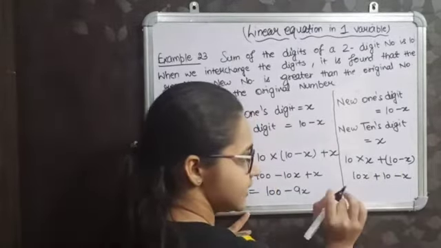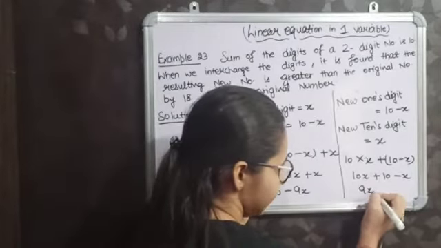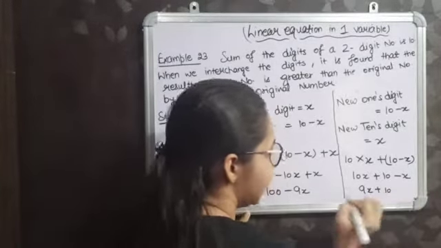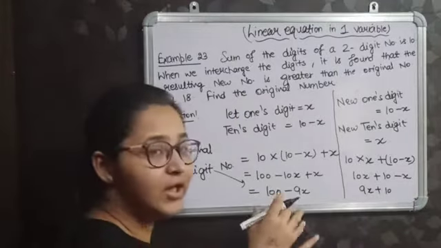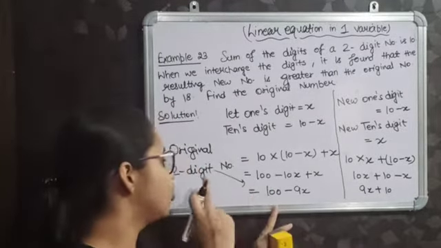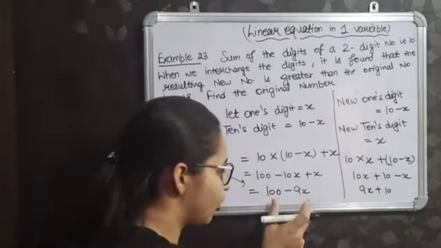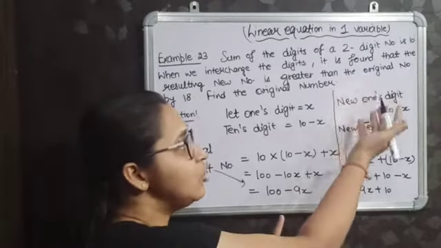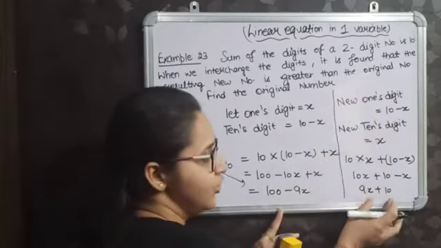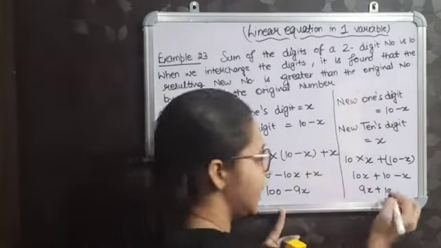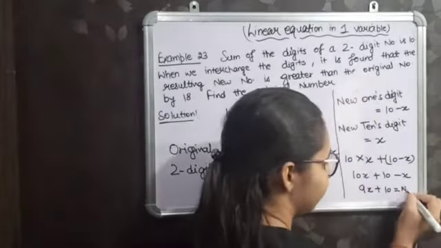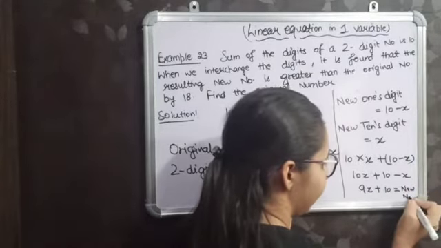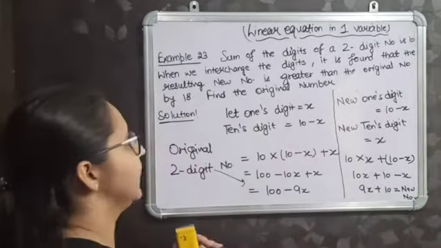So 10x minus x will be 9x plus 10. Okay? Sorry. So there are two numbers, 2-digit numbers. First is your original 2-digit number, that is 100 minus 9x. And when you are interchanging the digits, your new 2-digit number will be 9x plus 10. This is your new number. Okay. Now read the statement.